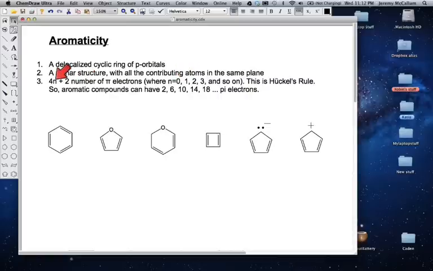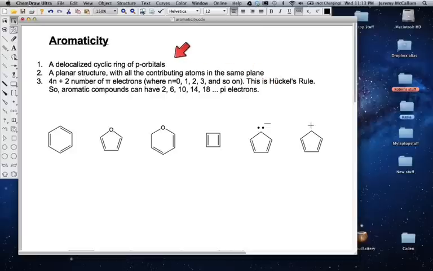And then rule three is it must have 4n plus 2 electrons, where n can be any integer: 0, 1, 2, 3, and so forth. This last rule is called Huckel's rule. So what that means is if n is 0, the value equals 2. If n is 1, the value equals 6. If n is 2, this value equals 10. So what Huckel's rule is really saying is aromatic compounds must have 2, 6, 10, 14, 18, and so on, pi electrons. They have to have an even number of electrons that's not evenly divisible by 4.